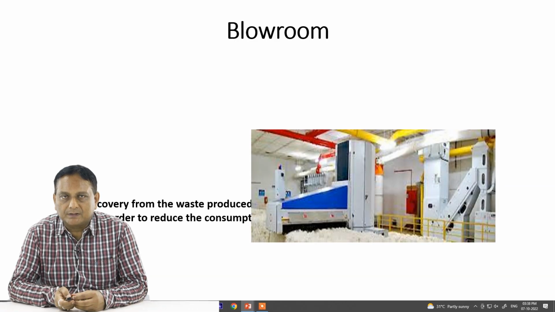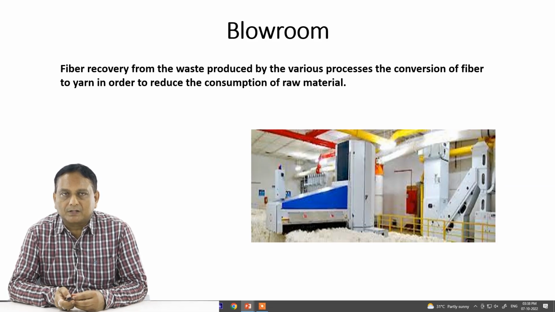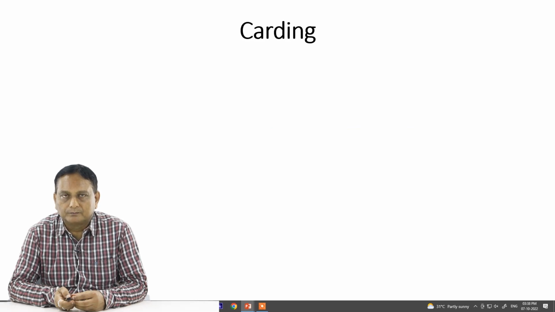Now in the blow room operations, what are the other things that happen? Fiber recovery from the waste produced by various processes, and the conversion of the fiber to yarn, in order to reduce the consumption of the raw material. So a lot of recovery of the fibers happens in the process of blow room.